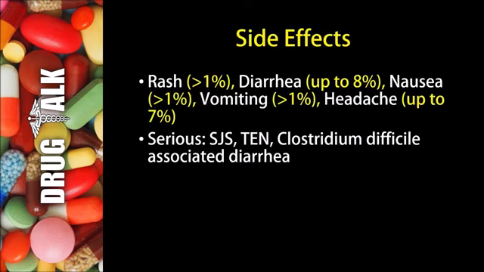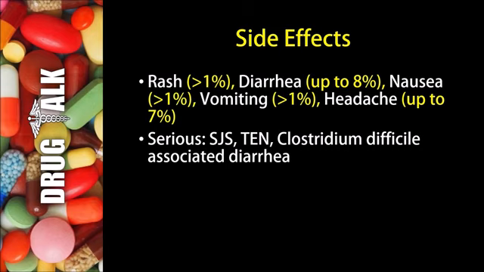Now, as with all medications, there are some side effects or adverse reactions that patients may experience while using amoxicillin, so I'll go over some of those here now. Greater than 1% of patients may experience a rash, while diarrhea may happen up to 8% of the time. Again, greater than 1% of patients may experience nausea or vomiting, and a headache may happen up to 7% of the time.